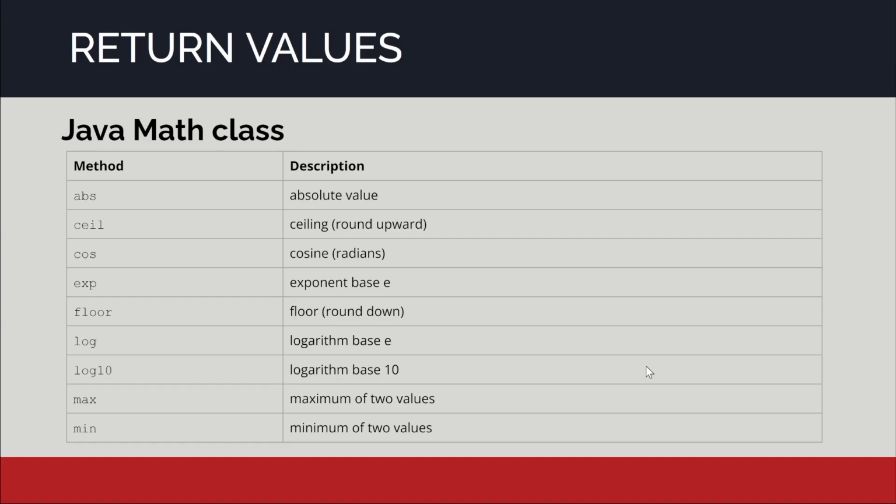log10. The last two are actually really useful. Max and min, you can pass two values into the max or min methods, and it will return the maximum or minimum respectively. So in the code that you're writing, you may be reading from two different sensors on the robot, and you want to know which one's higher or which one's lower. You don't have to compare them. You can just call Math.max or Math.min, and it'll give you the higher or lower value, whichever one you want.